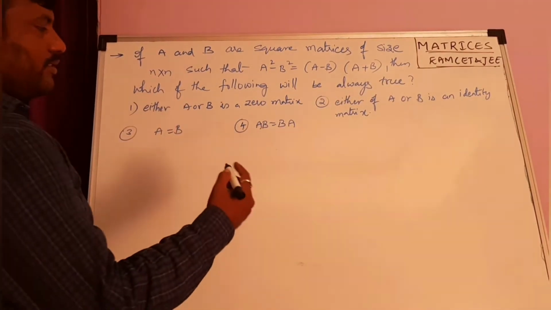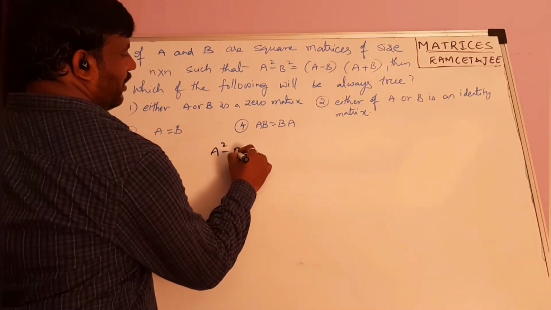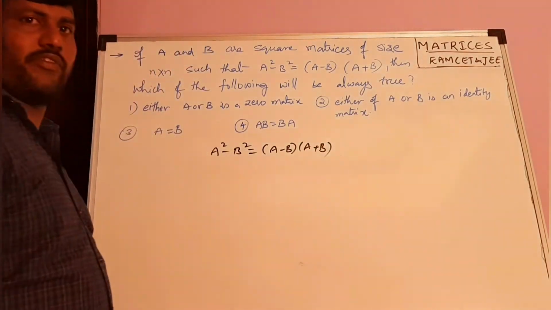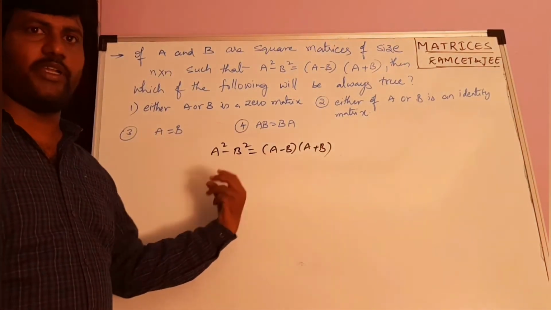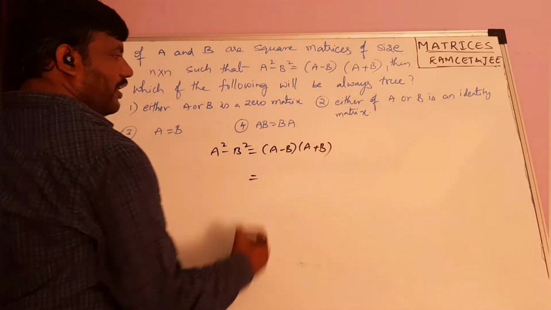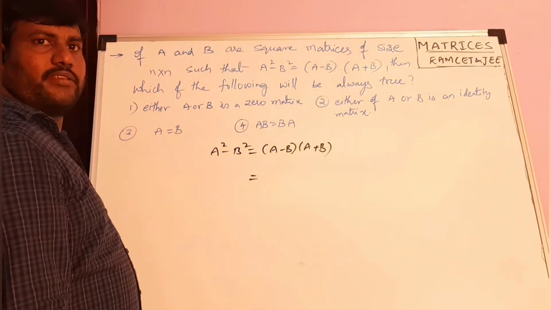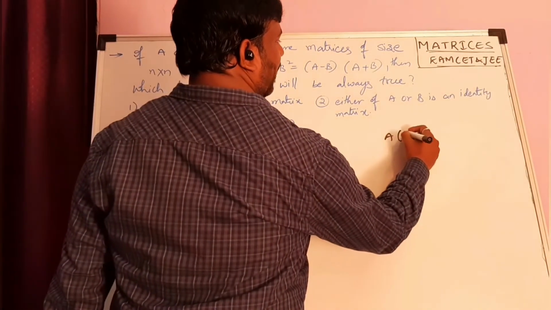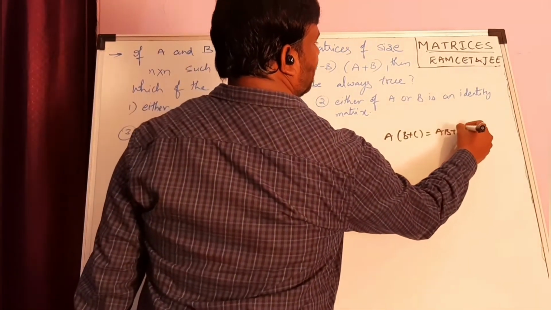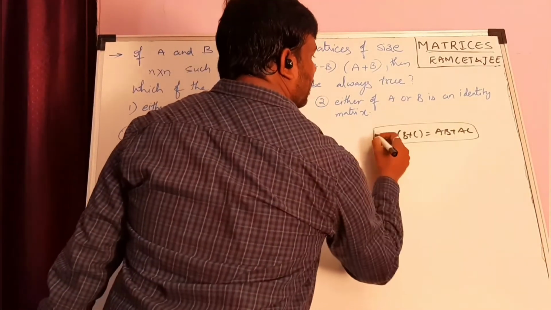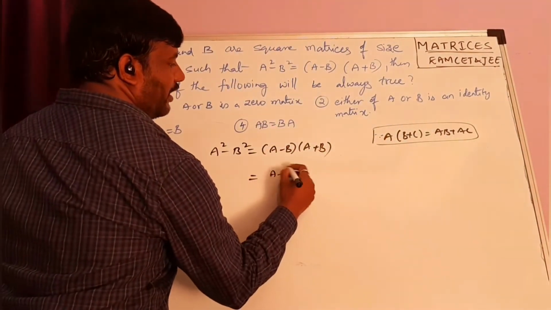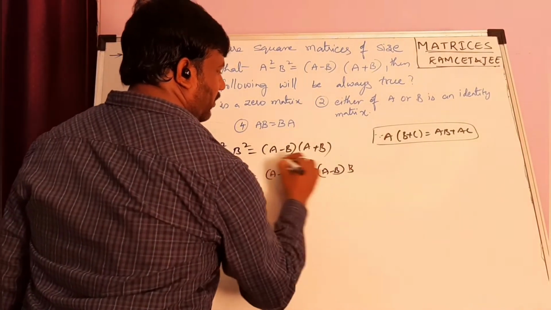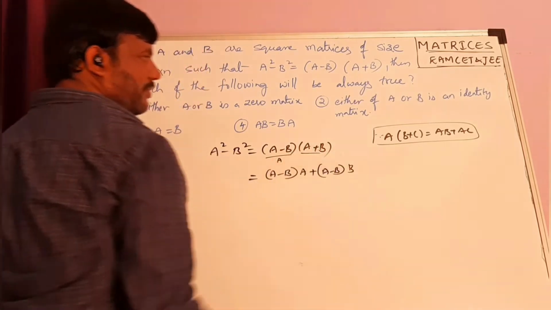So to check this, take the equation given: A square minus B square is equal to (A minus B) into (A plus B). We know that in algebra this will be true, but in matrices, under which condition will this be true? We just multiply here. Matrices follow the associative and distributive laws, right? According to the distributive law, A into (B plus C) is nothing but AB plus AC. So when I multiply (A minus B) into (A plus B), you get, because this is considered as A, and this is B plus C, right?